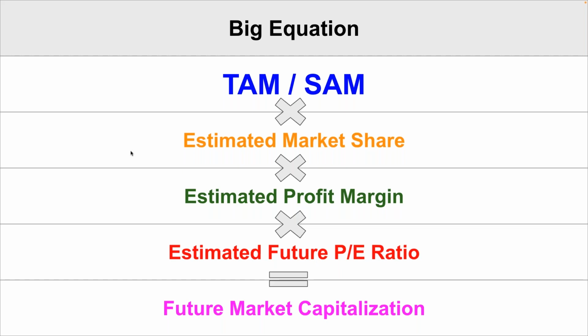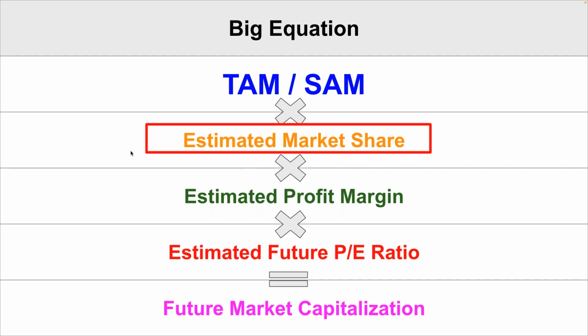It's the total addressable market multiplied by the market share that company could capture, multiplied by the profit margin that company could have, multiplied by the future price to earnings ratio of that business. If we do that multiplication, what that will give us is the future market capitalization of a company we're looking at, to which we can compare it to the company's current market cap to see how much upside potential we could have. So let's take those one at a time.